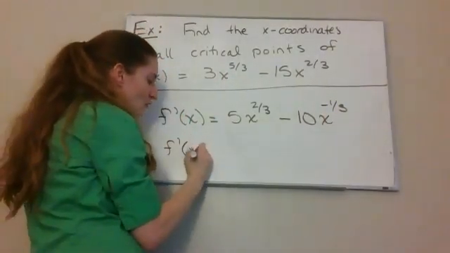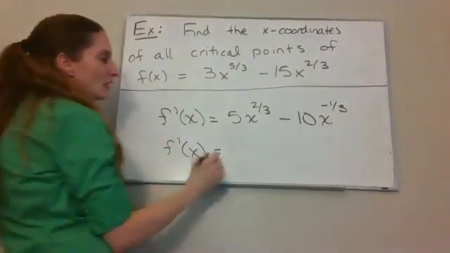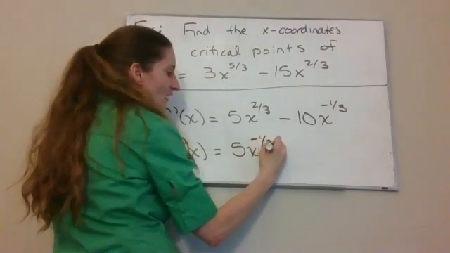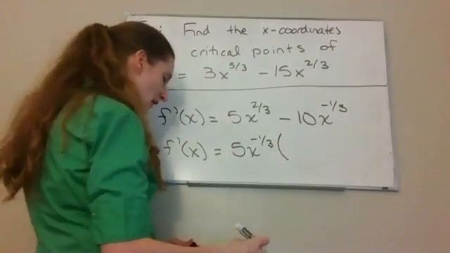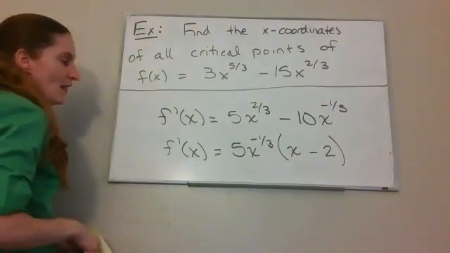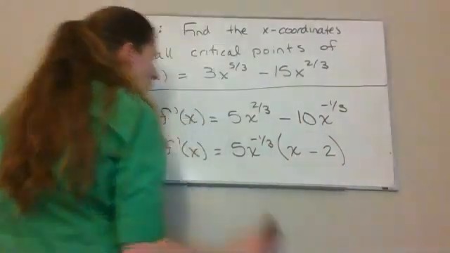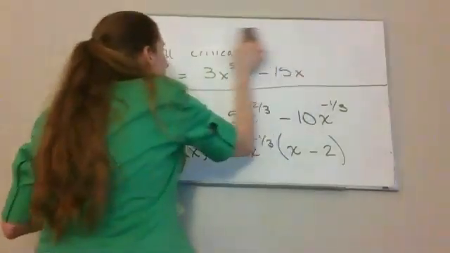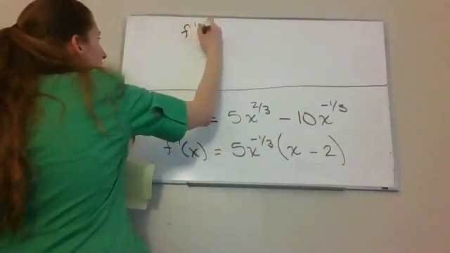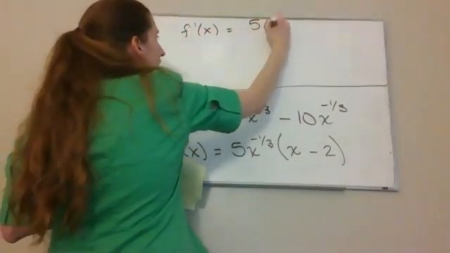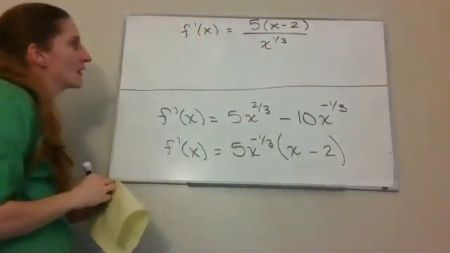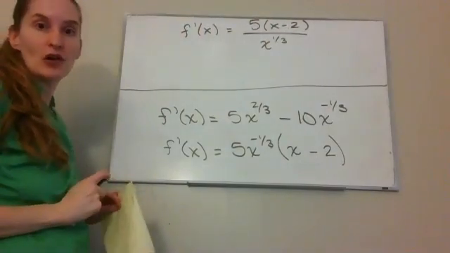So let's first try to rewrite this a little bit better. Let's factor out our greatest common factor. That would be 5x to the negative 1/3. When I factor that out, I'm going to have an x minus 2 left behind. And then I can rewrite that x to the negative 1/3 in the denominator. So I get that my derivative is equal to 5 times x minus 2 over x to the 1/3 power. So now we can find where this is equal to 0 or undefined.